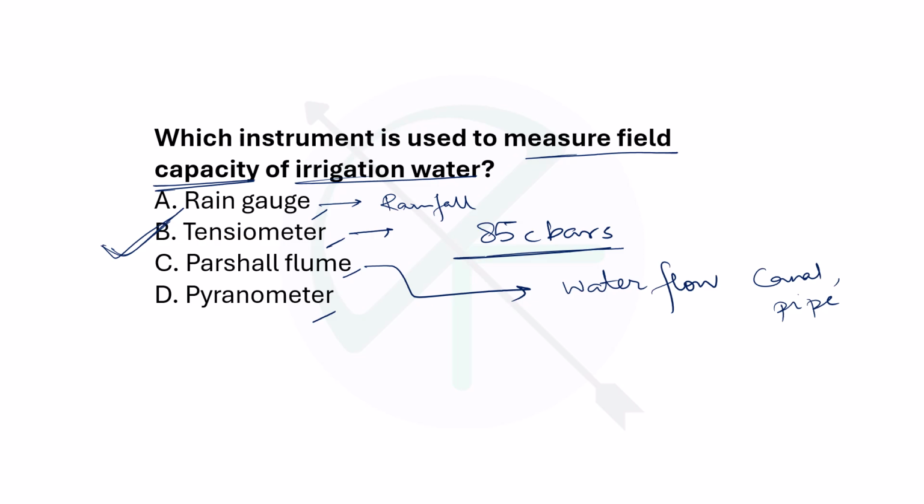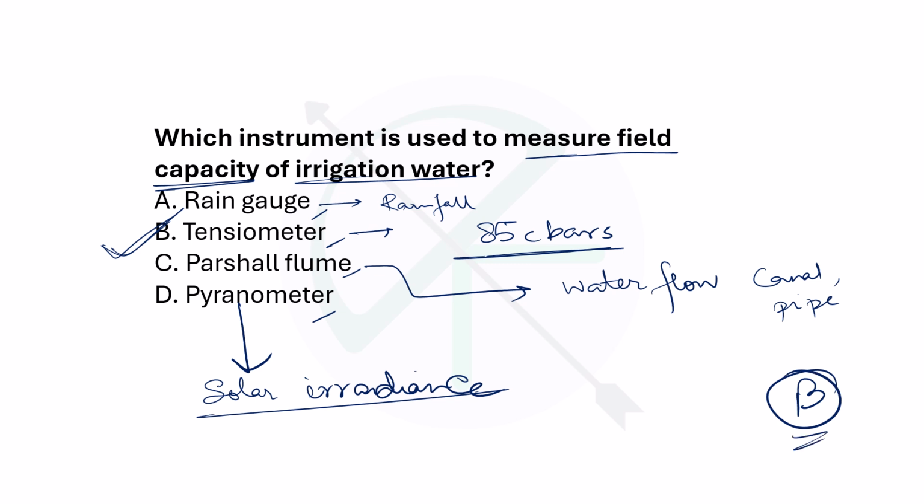Okay, what is pyranometer used for? Pyranometer measures the solar irradiance. Okay, solar irradiance. So option number B is the right answer.